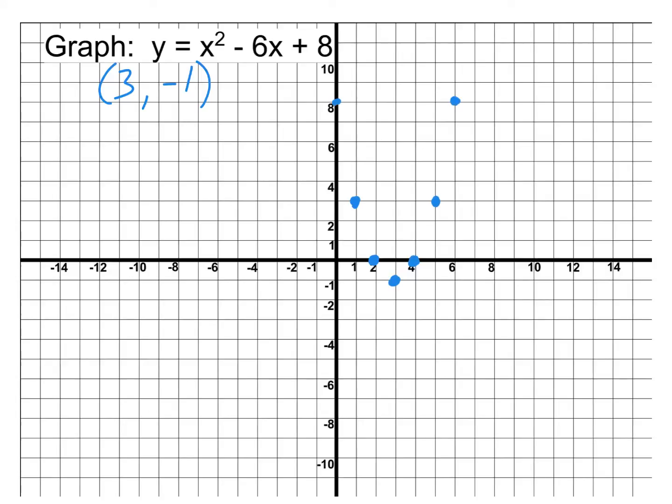Remember that the reason why we do this is because it's an x squared equation. Whatever we go over, we square it to know how far to go up. And in this case, we can't go up any more past the 9. If I went over 4, I'd have to go up 16. That doesn't fit on my grid, so I'm going to call that one done. Draw the curve that goes through those points, and you've completed your graph.